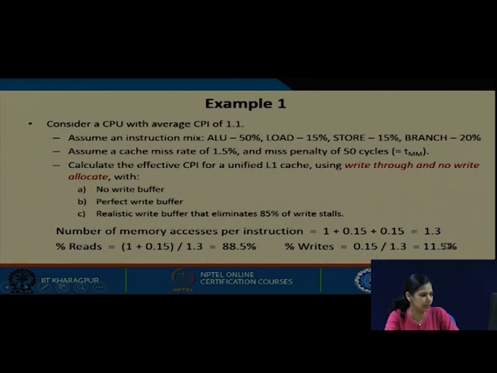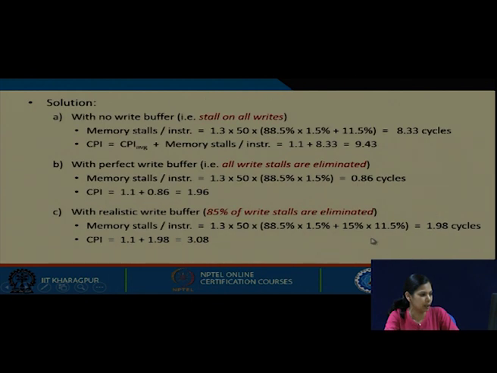This is 11.5%, and for this 11.5%, this will be 1.5. This is not 15, this should be 1.5. So, if you solve this particular equation, it will come down to 1.98 cycles. So, it is now CPI 1.1 plus 1.98, which is roughly equal to 3.08, which is to some extent a realistic value, because even if we have a write buffer, there will definitely be some stalls.